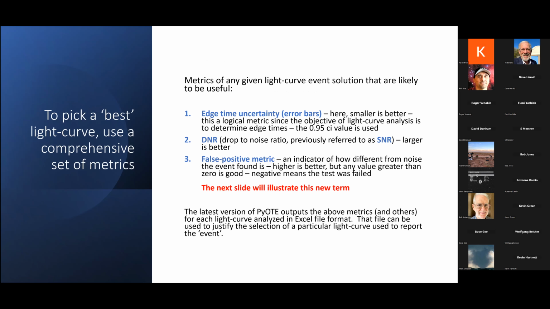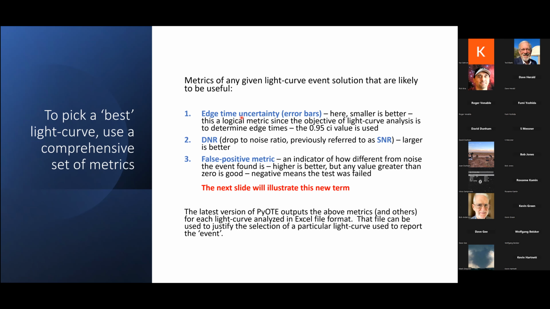So the metrics of any given light curve event solution that are likely to be useful are the edge time uncertainty. The more I've used this, and I think Tony can also echo this, the more I'm finding that this is the primary and very reliable way of choosing a light curve. Now, most of the time people would say, well, you just pick the one with the better drop to noise or signal to noise ratio, whichever term you're using. But it turns out that the edge time uncertainty is more reliable. I can't fully explain why that is.